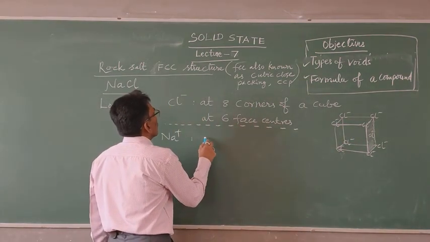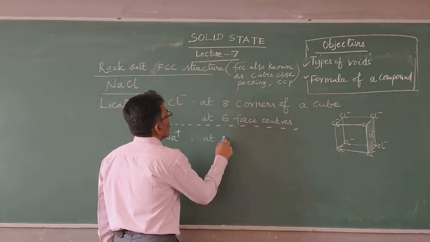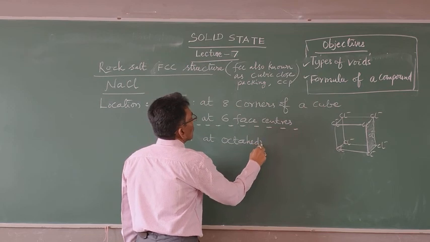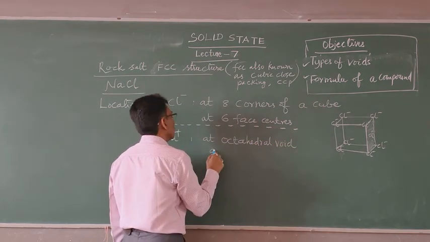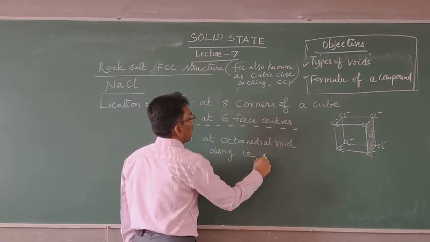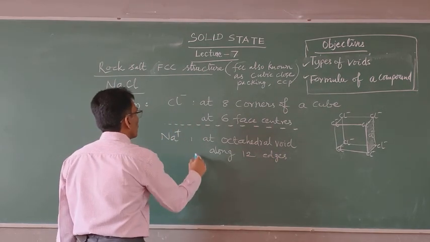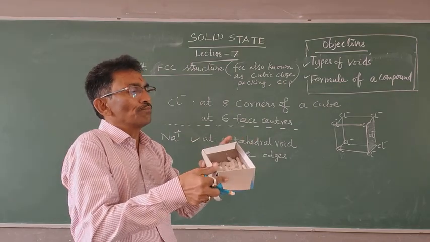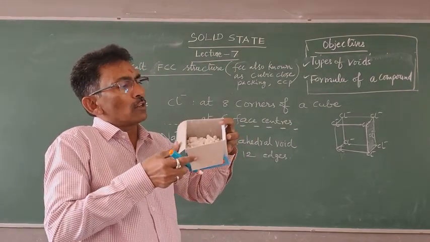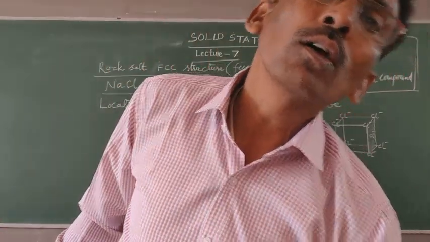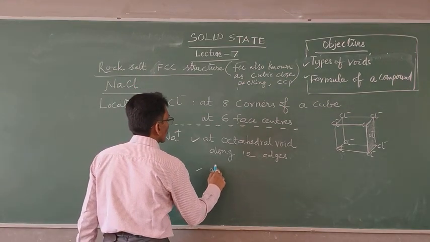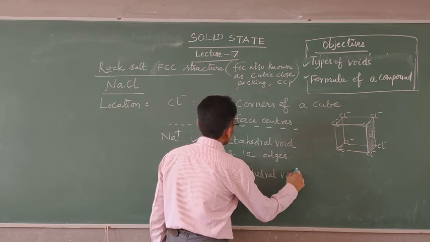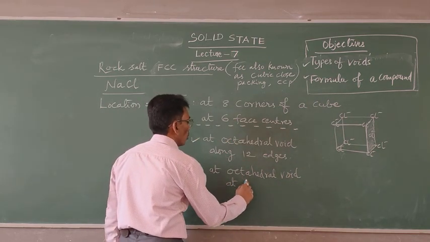So therefore, octahedral voids along 12 edges, plus the center of the cube, like this box. If you open this box like this, this is the center of the box. In the middle of the box, a void results, that is the body centered octahedral void. So octahedral void at the body center.